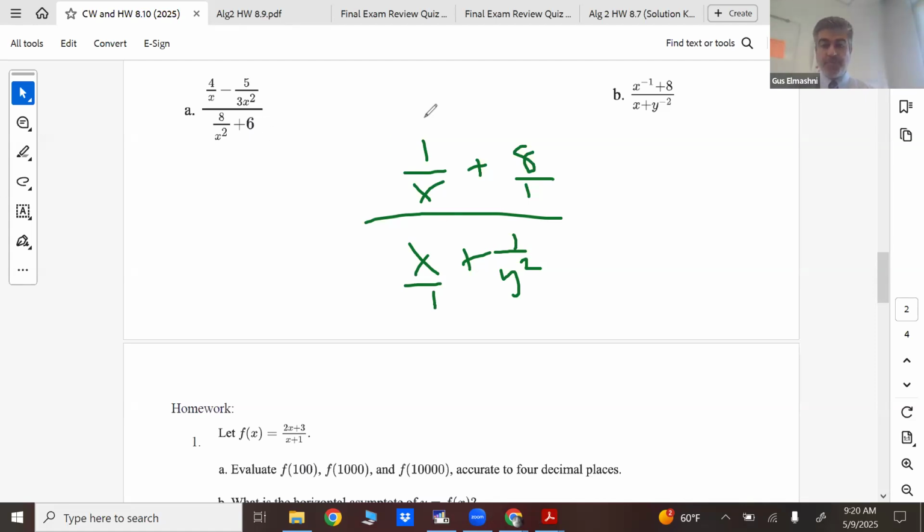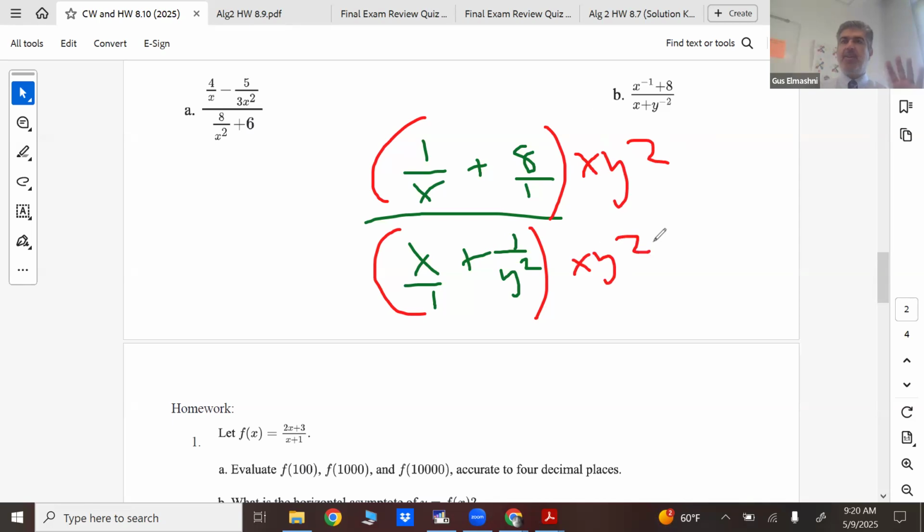Now, how many fractions do we have? We have 4 fractions, but really only 2 true fractions: 1 over x, 1 over y squared. These are not common factors, clearly. They're totally not like terms. So what I'm going to write is my LCD, my least common denominator. What am I going to write? Almost. xy squared. Good.